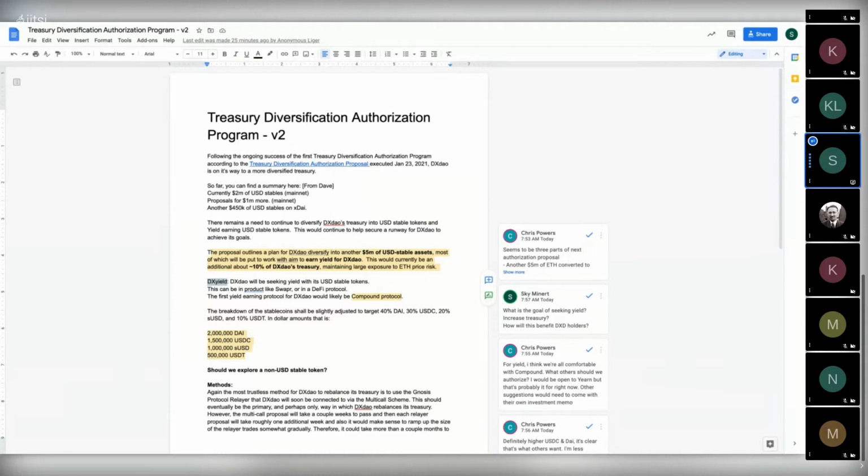when we say treasury diversification, we were mainly originally talking about having dollar stable coins, and the reason for that is that almost all of DXdao's expenses are in dollars, right? So matching your assets and eventually your revenues to your liabilities is an important risk management aspect when it comes to businesses or entities in general.